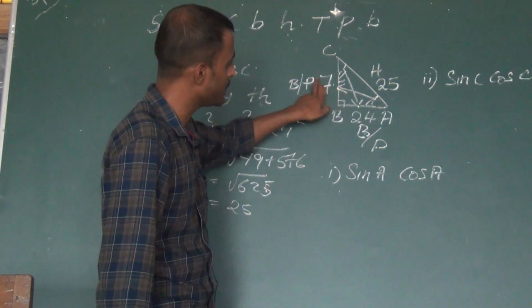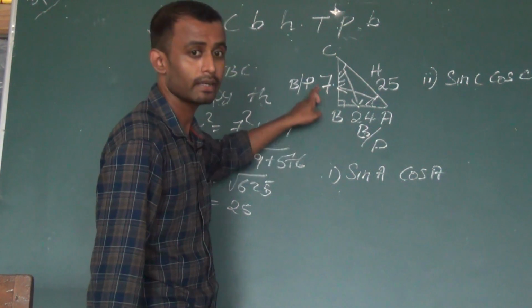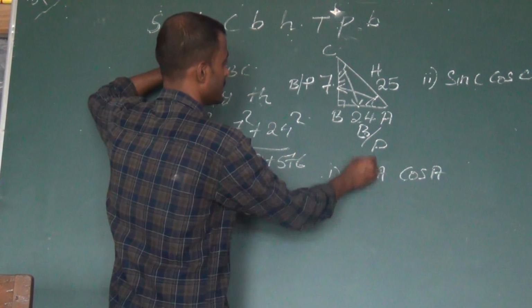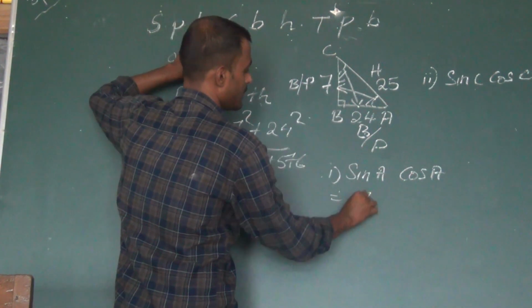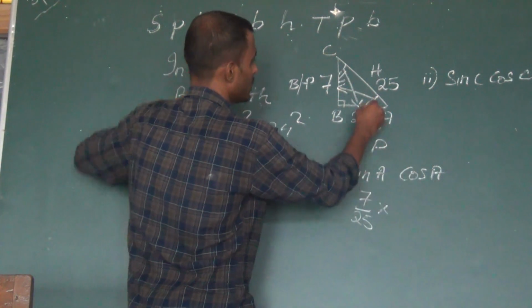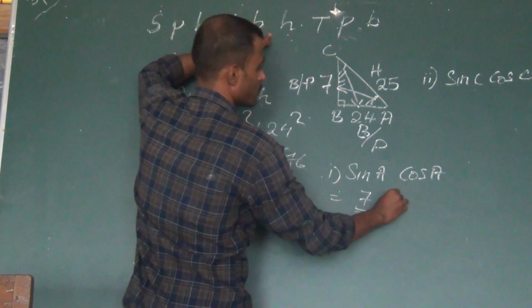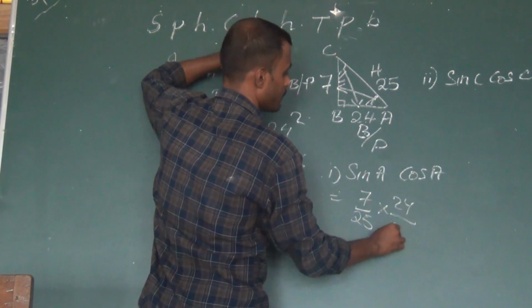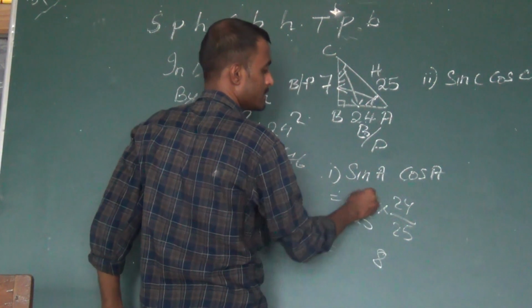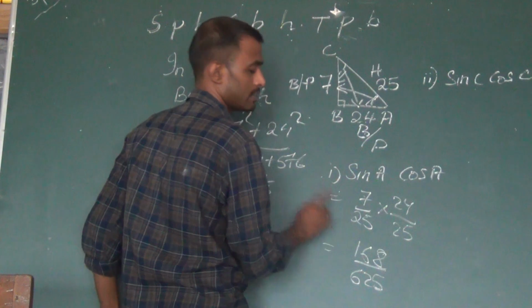If the angle is here, this is P, this is B. What's the formula for sine? P by H. What is P here? P is 7, H is 25. Now cos A. What's the formula for cos? B by H. This is B, right? B is 24, H is 25. 24 and 7 multiply: 168. 25 squared is 625. This is done.